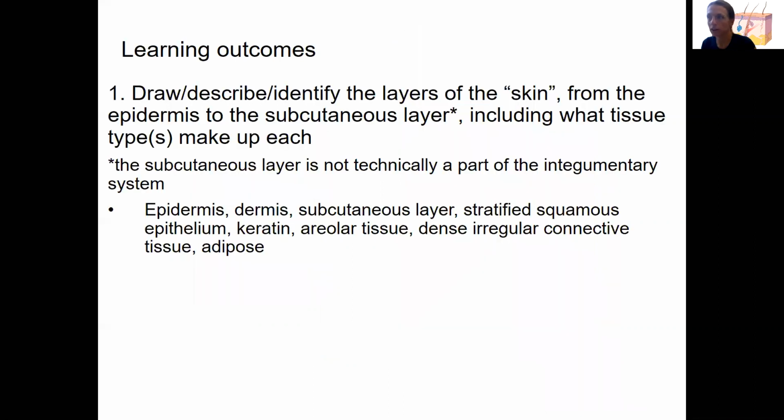So what we've done so far here is draw, describe, and identify the layers of the skin. That's from the epidermis down to the subcutaneous layer. I say skin in quotes because the subcutaneous layer technically isn't part of the skin, but you will see it there. And then what tissue types make up each layer. So you'll do this in lab as well. You'll draw the layers of the skin and then tell me, okay, here's the papillary layer, that's areolar tissue. Here's the reticular layer of the dermis, that's dense irregular connective tissue. And so these are the terms that you should know from this lecture.